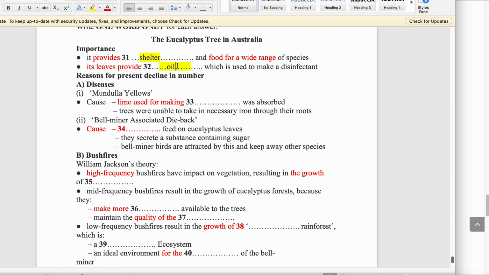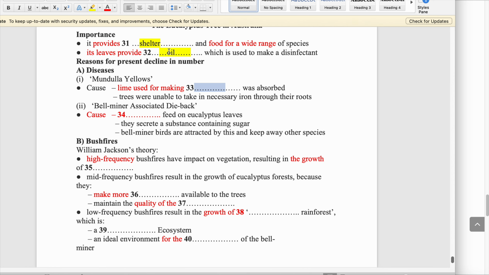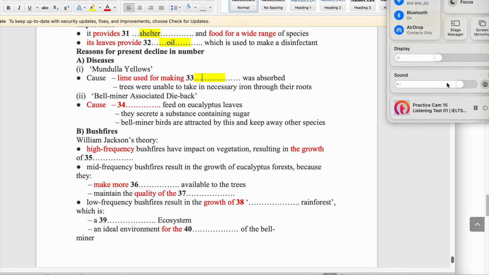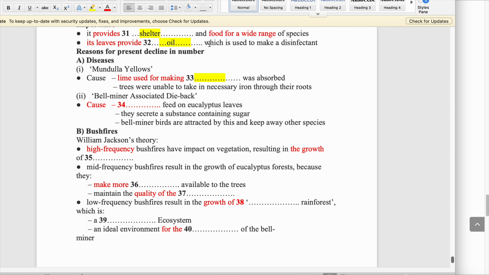The eucalyptus grows all over Australia, and the trees can live for up to 400 years. So it's alarming that all across the country, numbers of eucalyptus are falling because the trees are dying off prematurely. So what are the reasons for this? One possible reason is disease.